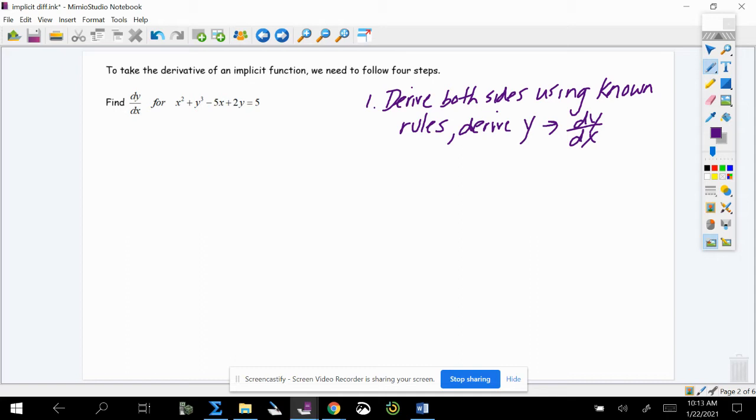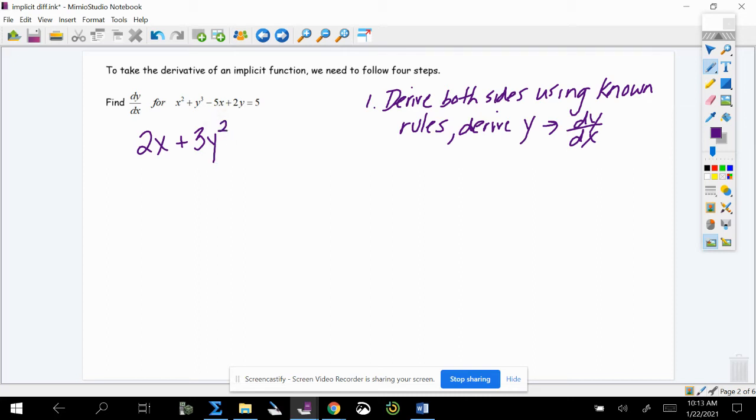because that is the derivative of y. It is dy dx. So looking at my first equation, my first term is x squared. The derivative of that is 2x. My next term is y cubed. So I'm going to do a power rule, power out front, power one less.